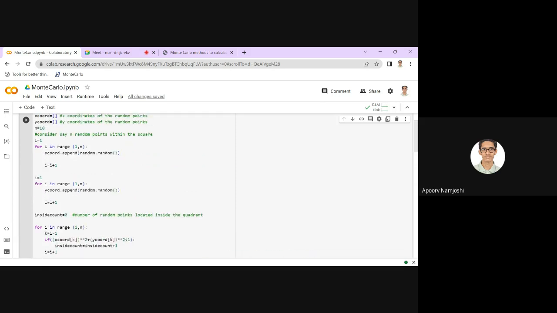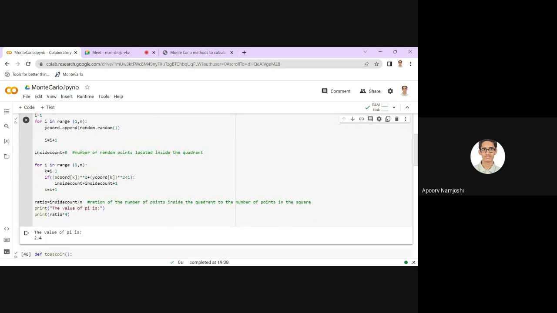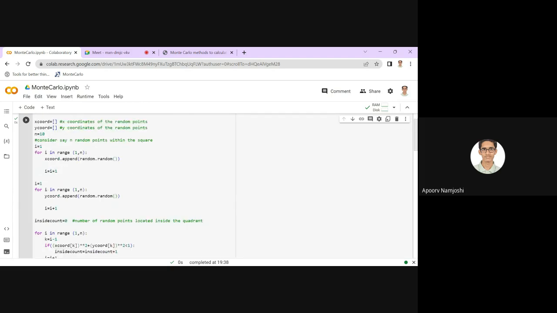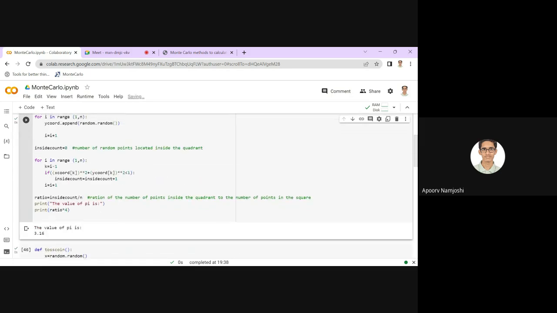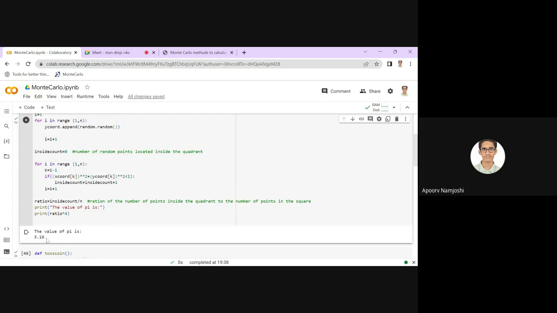Now for 10 such points, we run this program, and we got the value of pi as 2.4, which is not very accurate. Now I take 100 random points inside the square. I run the same program. Now it is 3.16, which is closer to the actual value of pi.